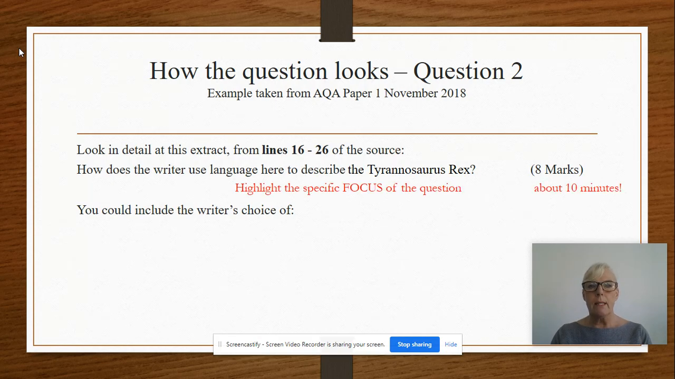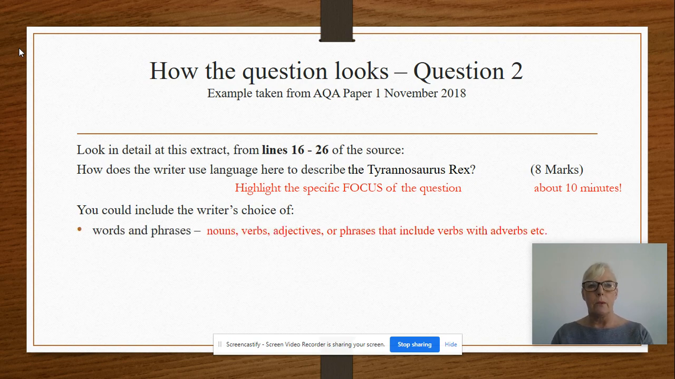It will also say, so here we are, I've got 10 minutes, highlight the specific focus of the question. Take your highlighter pen, engage with the text, please. So you should be highlighting the Tyrannosaurus Rex. You could include the writer's choice of, so you always get this scaffolding, and it says words and phrases.